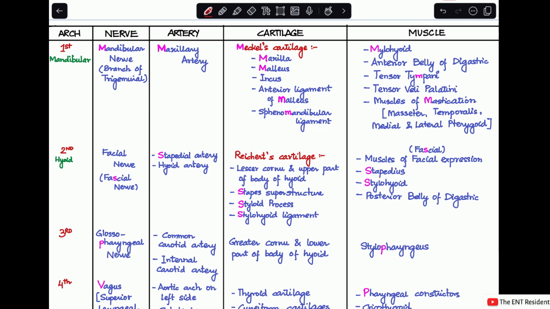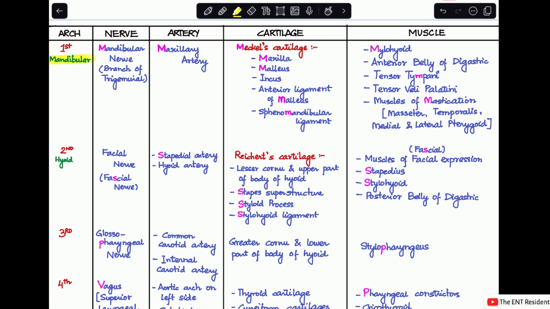So let's discuss the derivatives of the pharyngeal arches. First, we'll talk about the first arch. The first arch is also known as the mandibular arch. For the mandibular arch, we'll note the nerve, artery, cartilage, and muscle. The mandibular nerve is the nerve of the first arch. The artery of the first arch is the maxillary artery, and the cartilage is the Meckel's cartilage.